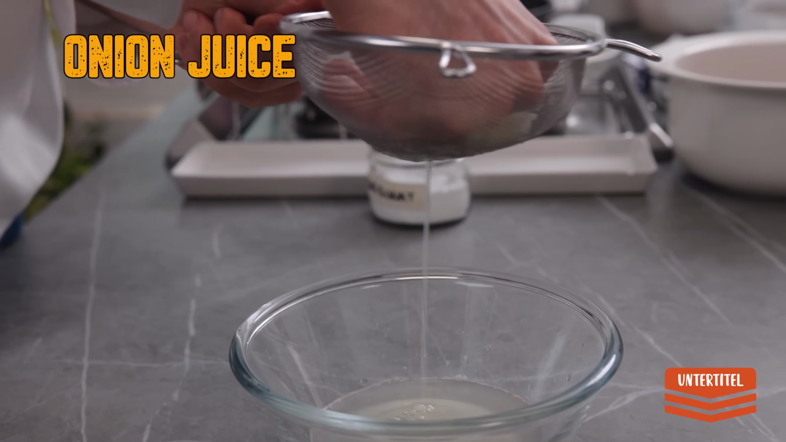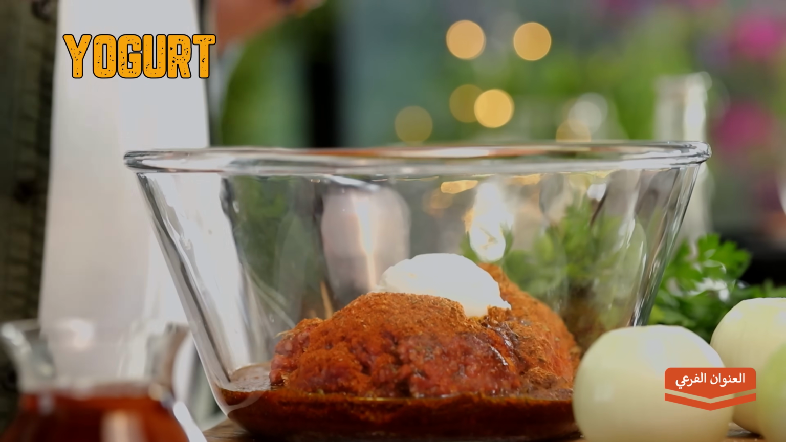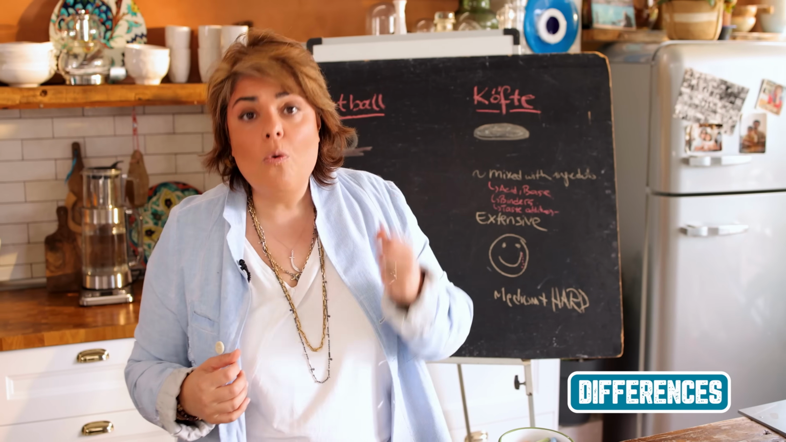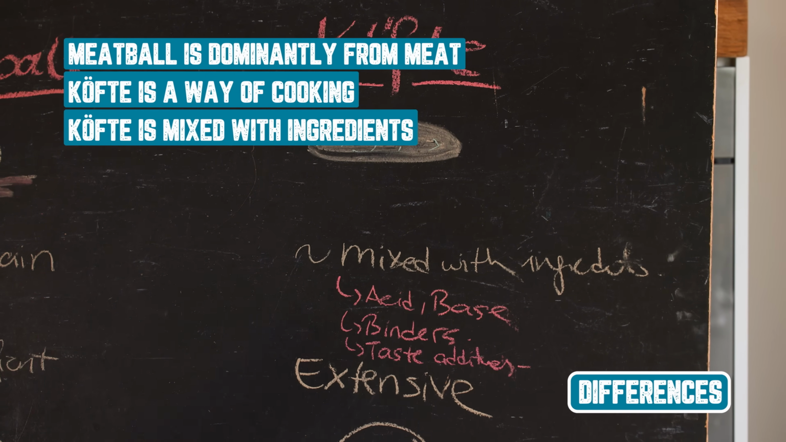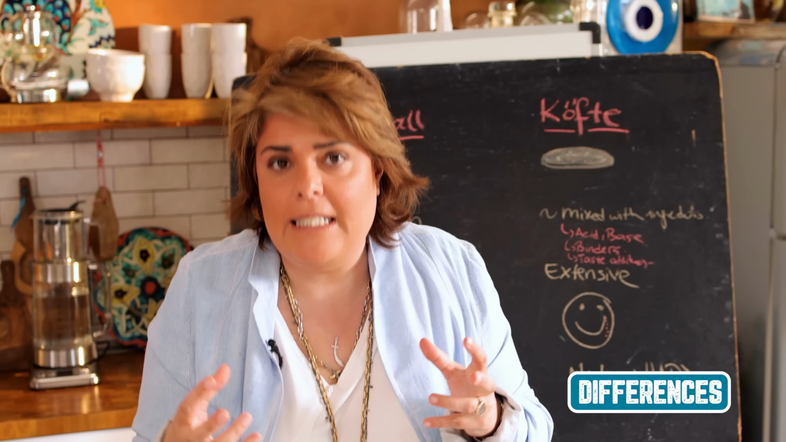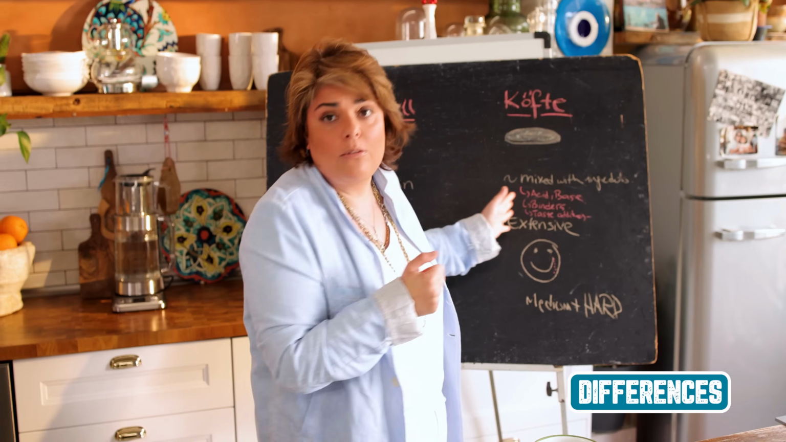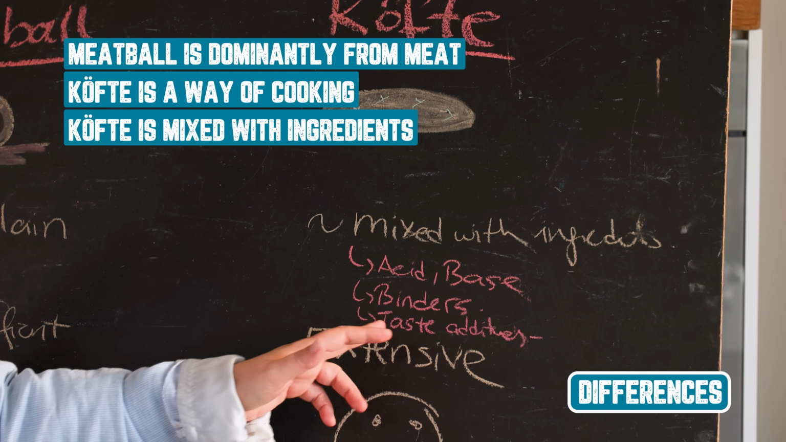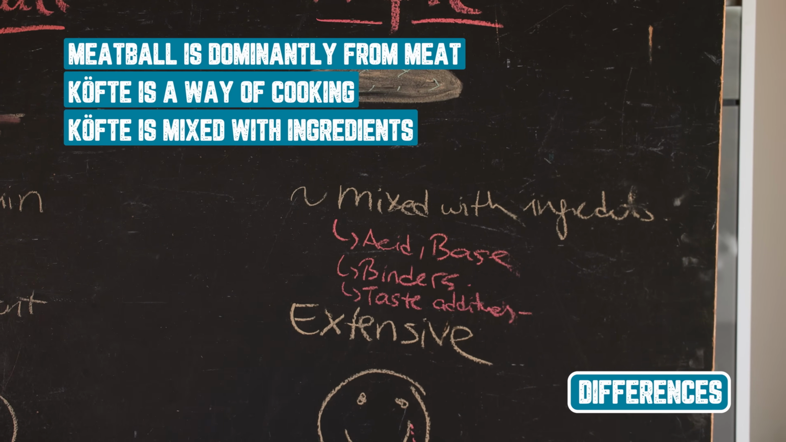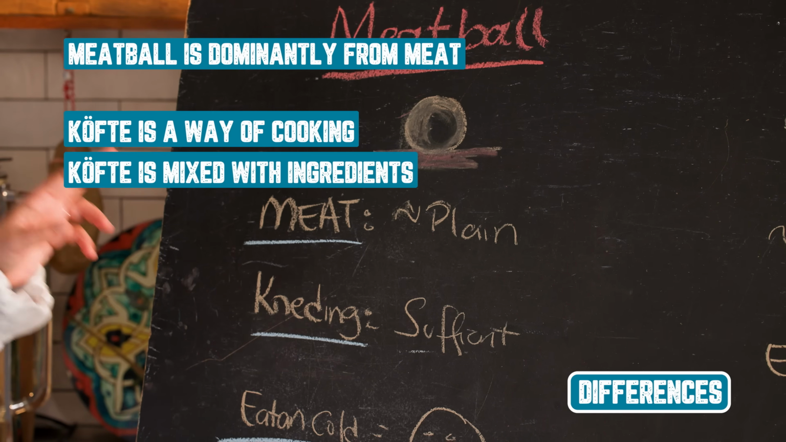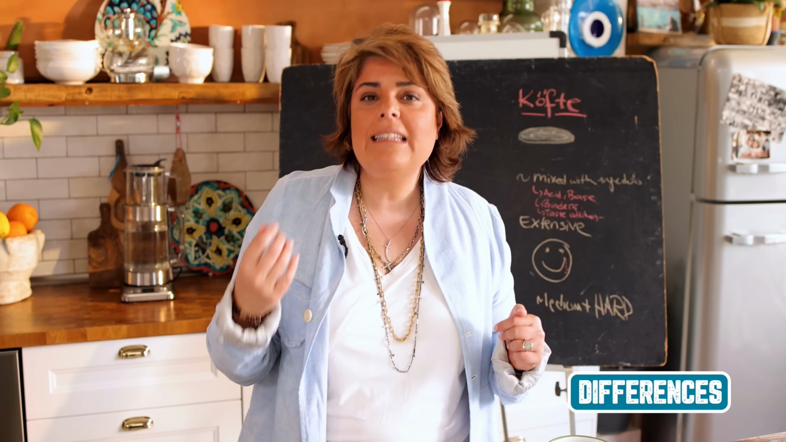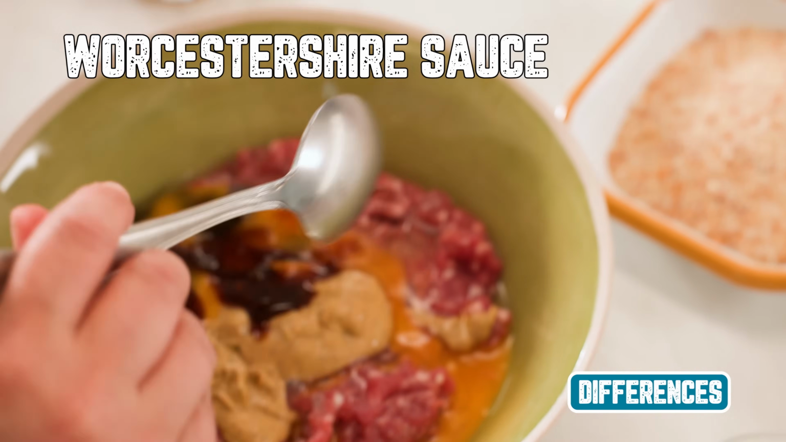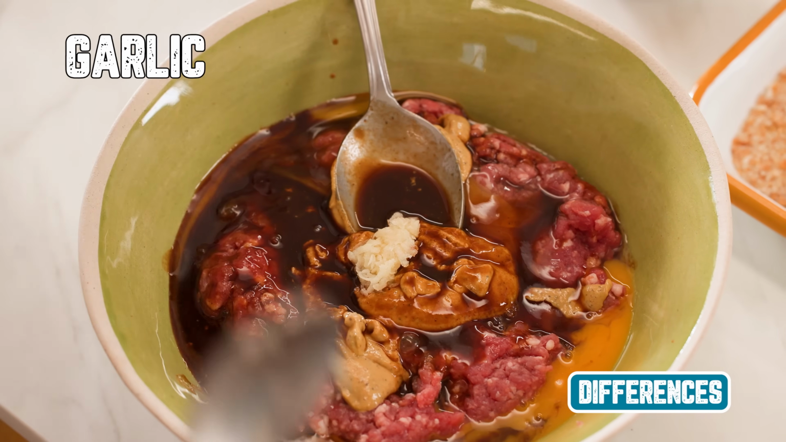We sometimes use onion juice. We sometimes use different kinds of acids or bases like baking powder to tenderize the meat. And then we have the binders which combine the meat and hold it together. I'll talk about those as well. And then taste additives like herbs, greens, spices. Whereas when we look at the meatball, we have taste additives like sometimes Worcestershire sauce, maybe sometimes garlic, in a few places a bit of onions, not too much.